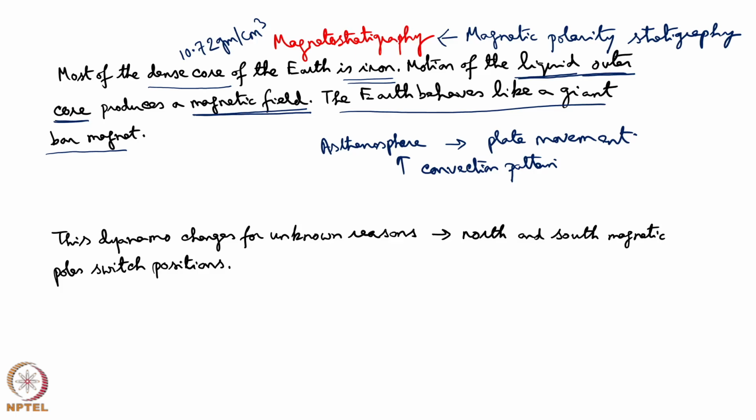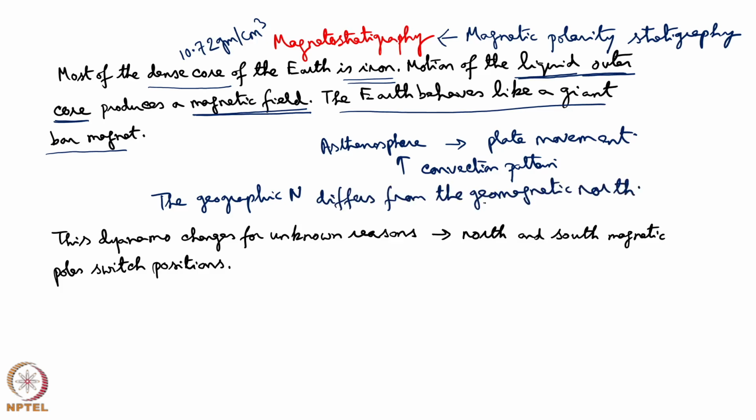Now, the geographic north and the geomagnetic north do not match with each other. The geographic north of the Earth differs from the geomagnetic north. The convection pattern of the outer core, the dynamo, changes for unknown reasons. We do not know exactly why or how the convection pattern, the movement pattern of the outer core material, changes, but when it changes, the north and south magnetic poles switch their positions.